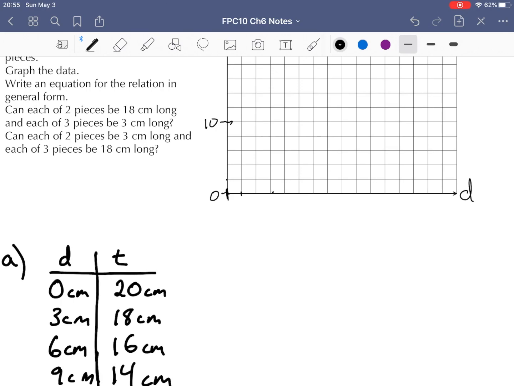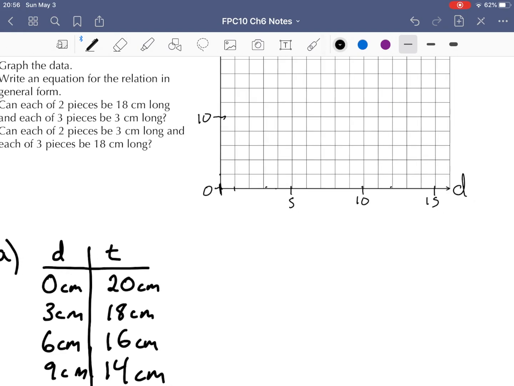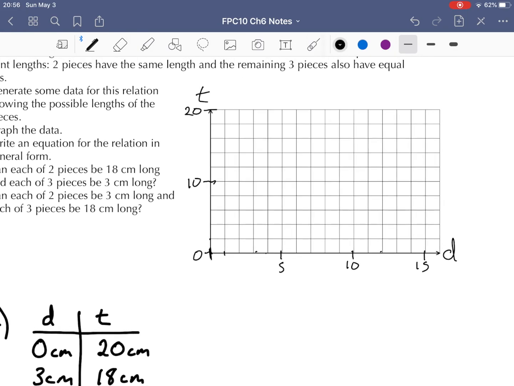Let's see what we got. We got 15 here, right? 1, 2, 3, 4, 5, 6, 7, 8, 9, 10, 11, 12, 13, 14, 15. There's 15. Okay, so it's not bad.